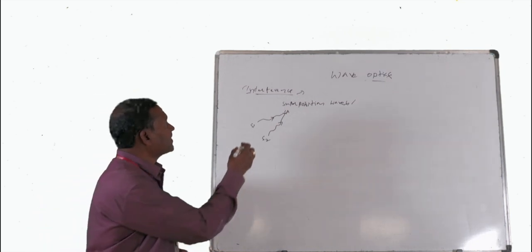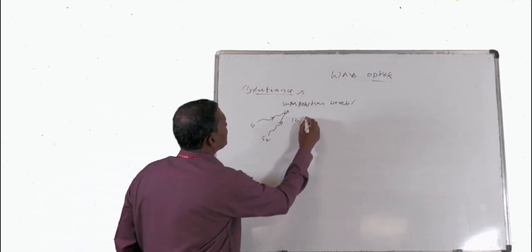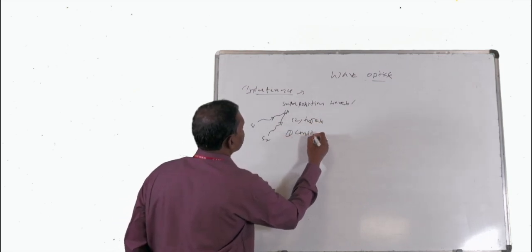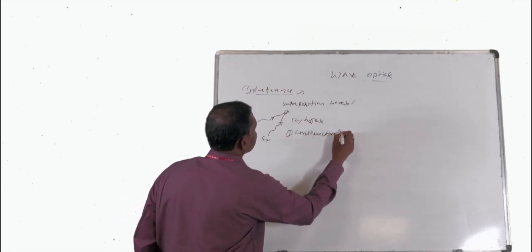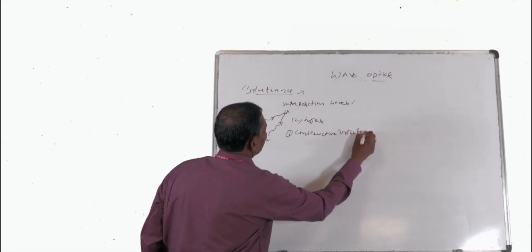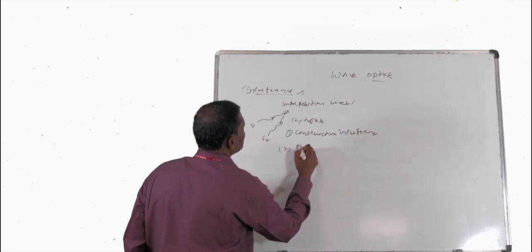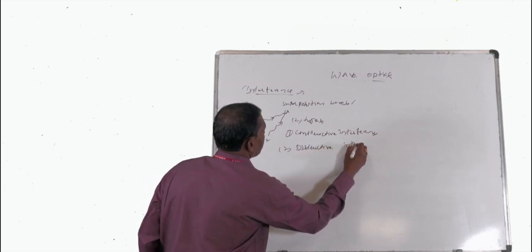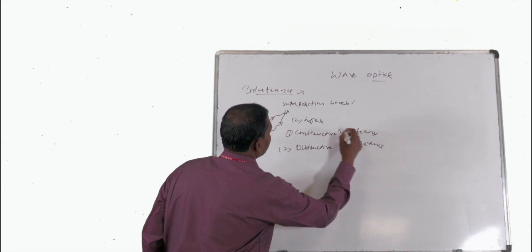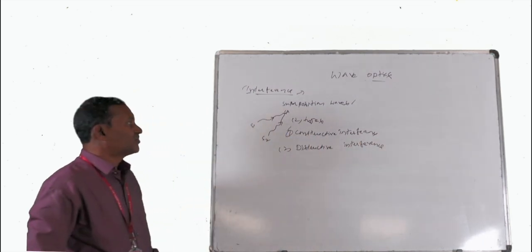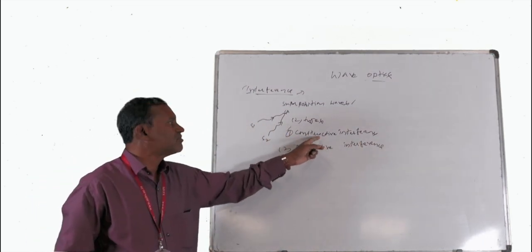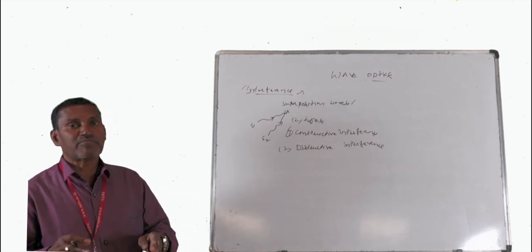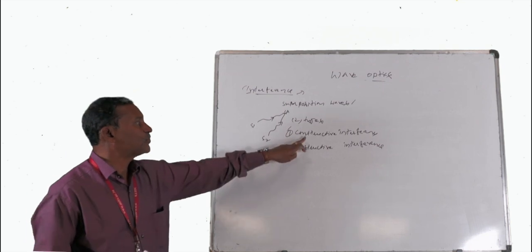Interference can be classified into two types. The first one is constructive interference. The second one is destructive interference. So what is constructive interference? The phenomenon of formation of maximum intensity is called constructive interference.